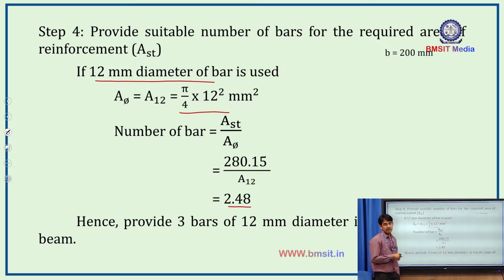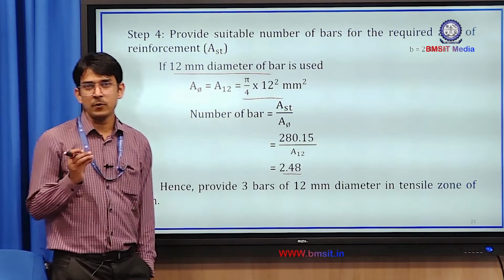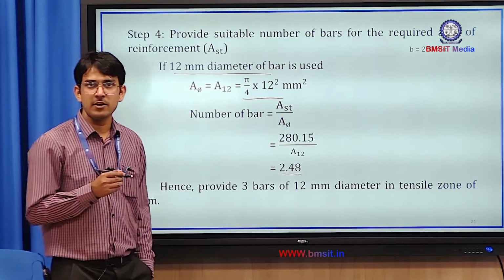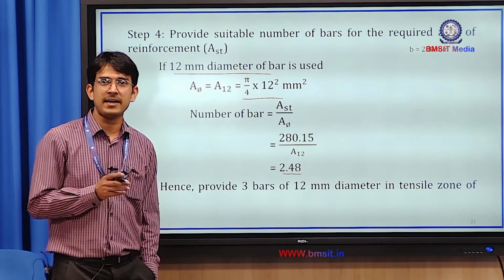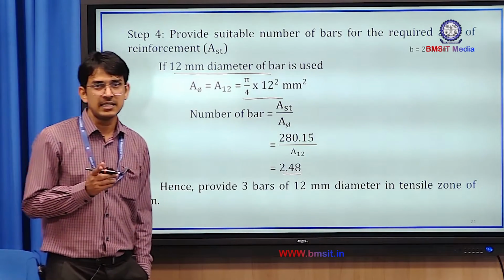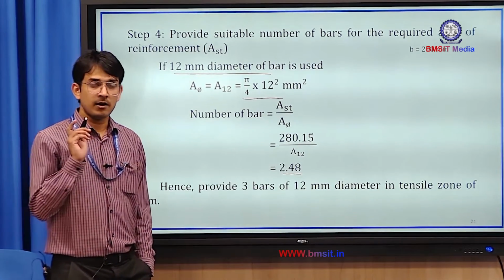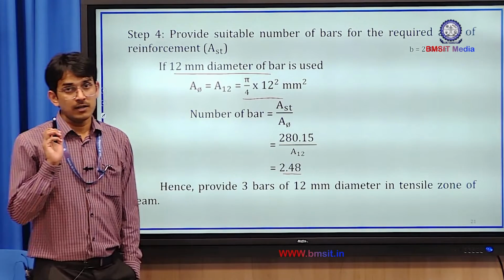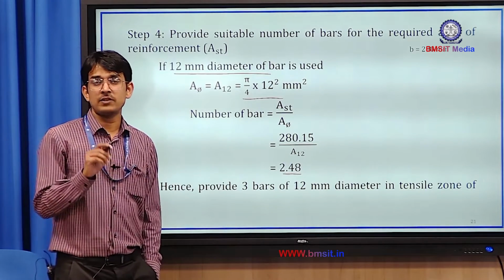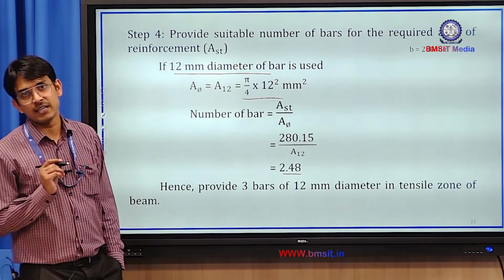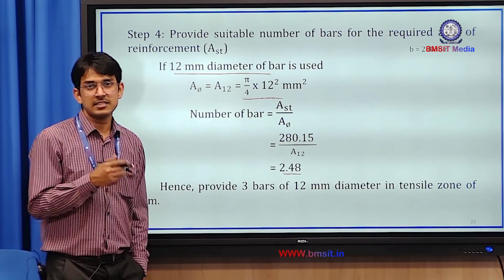In this, we have calculated first Mu, that is the ultimate moment, then we have calculated the limiting moment value, that is the Mu limiting, and we have compared and decided what type of section it is: under reinforced section, balanced section, or over reinforced section. On the basis of that we have calculated the area of steel, and then we have calculated the number of bars. So these are the steps. This is how we can do this.